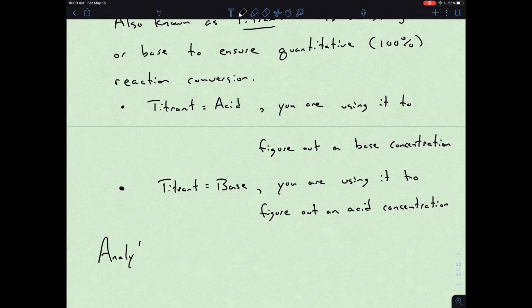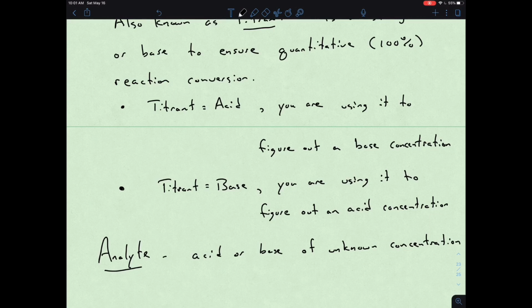We have the analyte, which is the acid or base of unknown concentration. And so those are really the three components. The two that we are going to see a lot are the titrant or standardized solution, as well as the analyte, however you want to pronounce that.